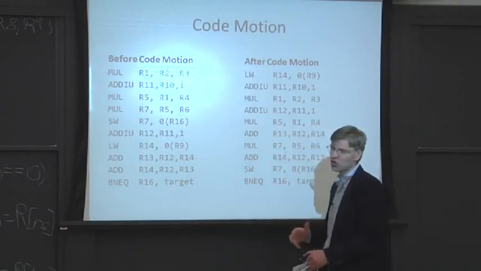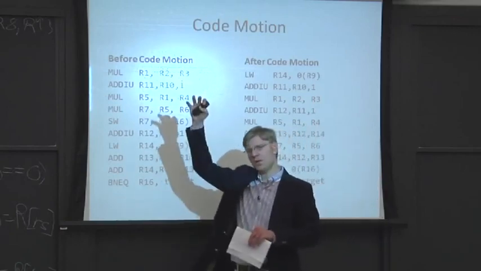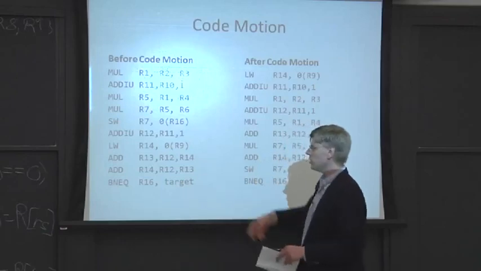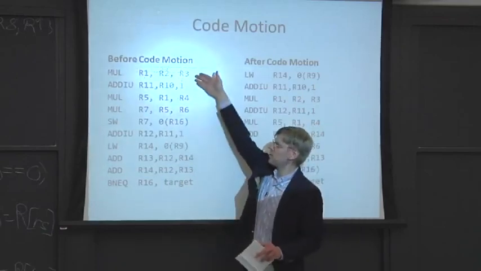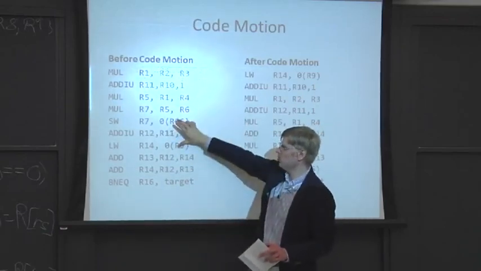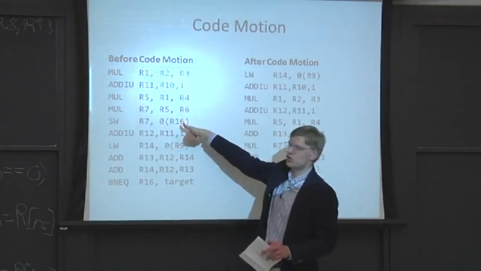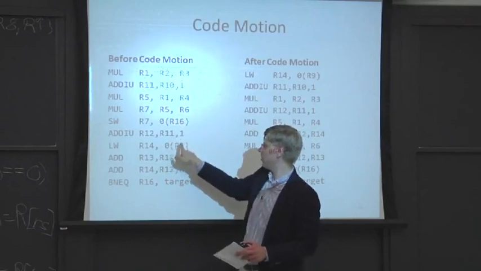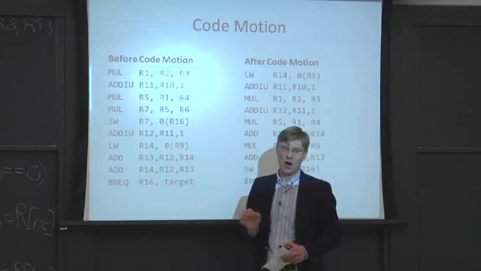So traditionally in code motion, you want to push the loads up and push the stores down. If we were to push the loads as high up as possible and the stores down as far as possible, we're going to move a load and a store past each other. And the question comes up: what if these two addresses are the same?